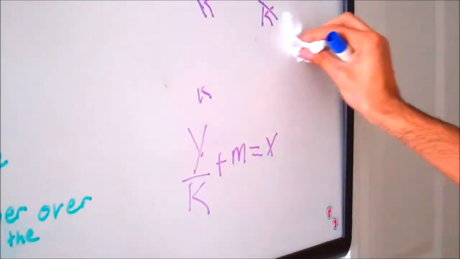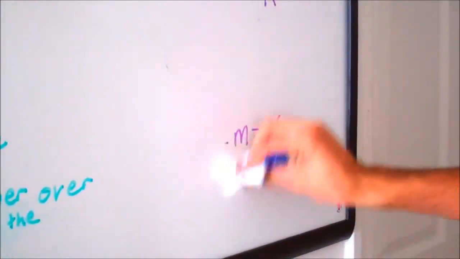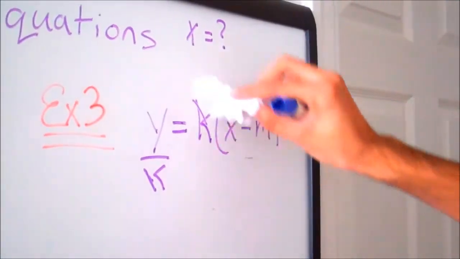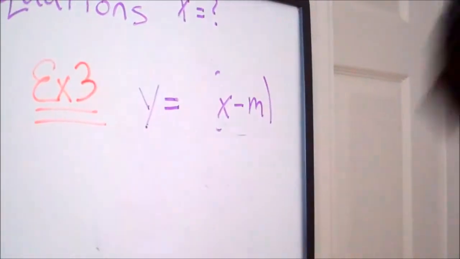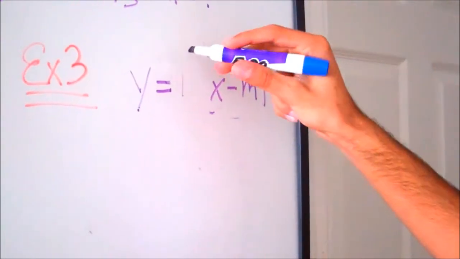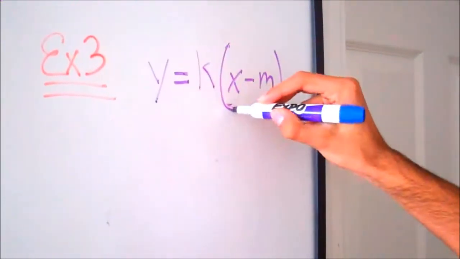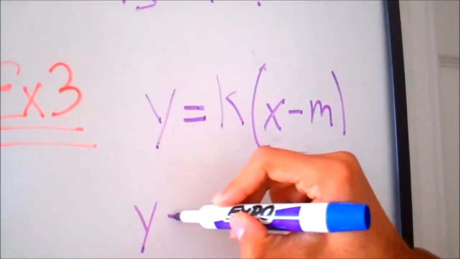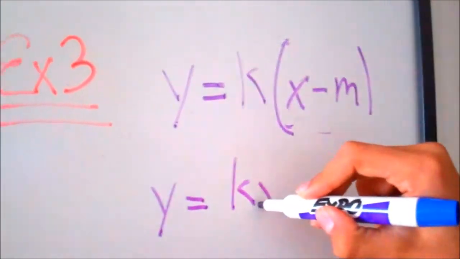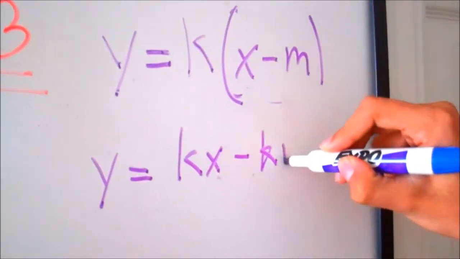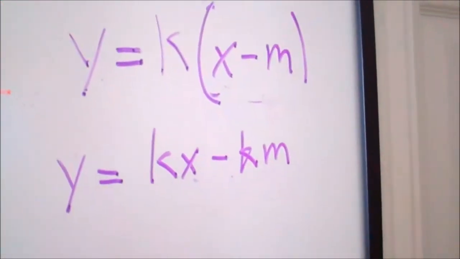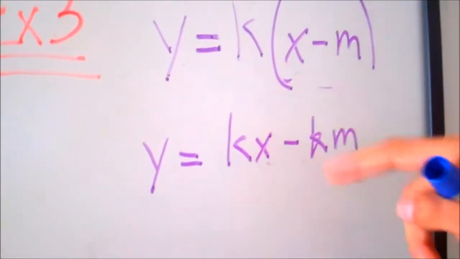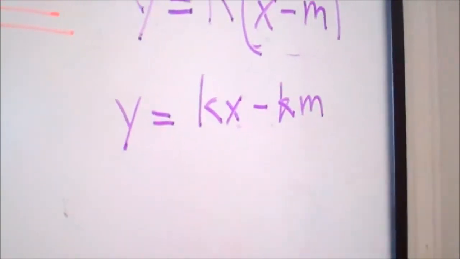The second way would actually be multiplying into the brackets. Now, to do this, you would take the variable k as just being erased. So you take the variable k and multiply it into x and m. So y would equal kx minus km. Now, this is called expanding because we have multiplied it in to expand our actual equation.